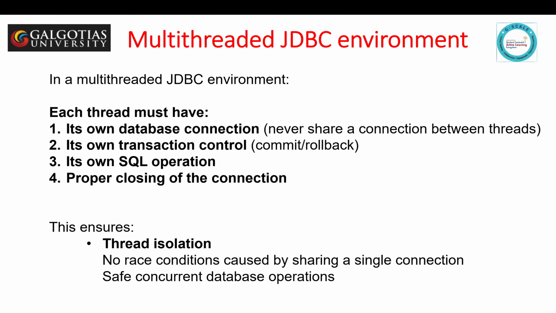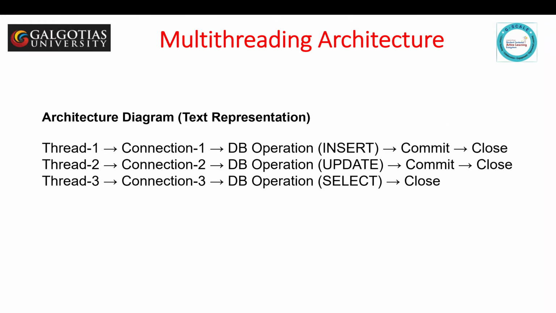In a multithreaded JDBC environment, each thread must have its own database connection. We should never share a single connection between threads. Each thread should also manage its own transaction, meaning commit or rollback independently. Every thread should perform its own SQL operation and properly close the connection after use. This approach ensures thread isolation and avoids race conditions.